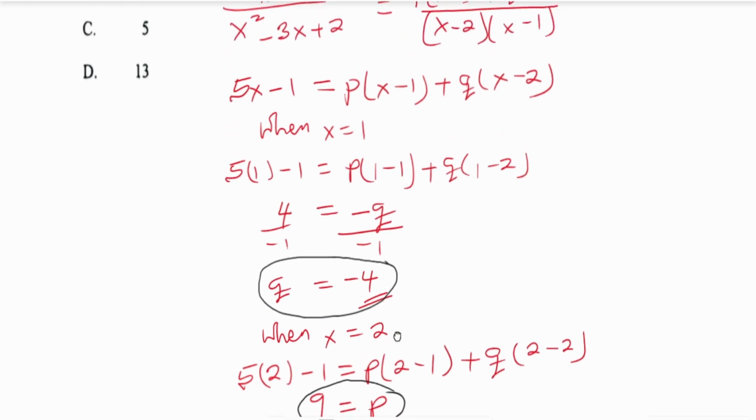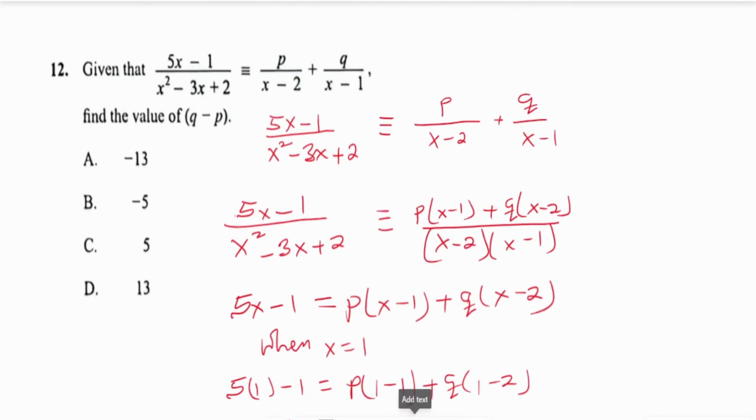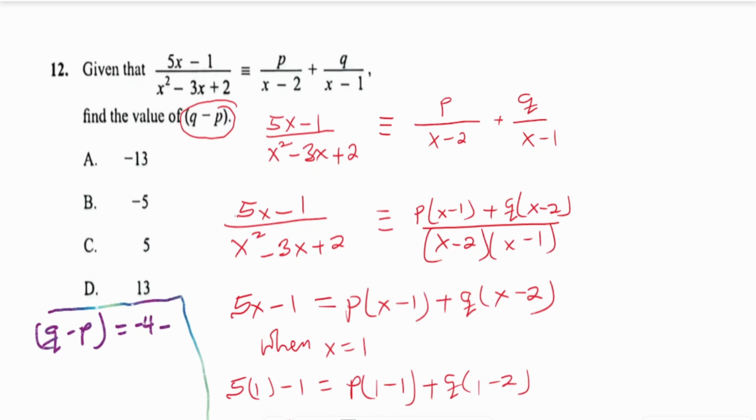And now the question asks us to find the value of q minus p. So that is what we are going to do. And I would like to do that right here. Q minus p will be equal to, q is negative 4 and then p is 9. So negative 4 minus 9 is negative 13. And looking through the options, that is option A.